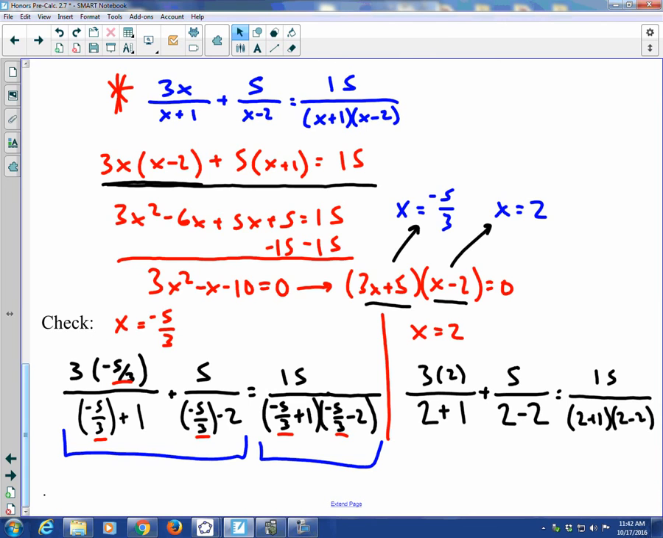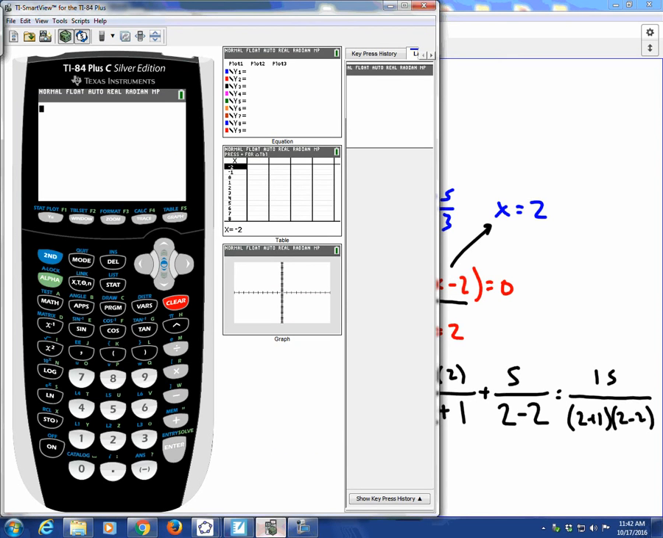So right here, we'll take out our calculators, and we will type in our 3 and then times negative 5/3 divided by, open parenthesis now for the denominator, and we've got negative 5/3 and then plus 1. And then right here we're adding that to 5 and then divided by open parentheses, and that's going to be negative 5/3. And then right here, minus 2. And then we'll close that parenthesis.